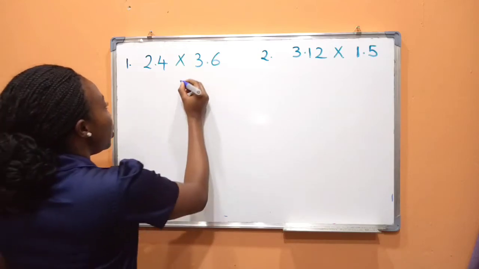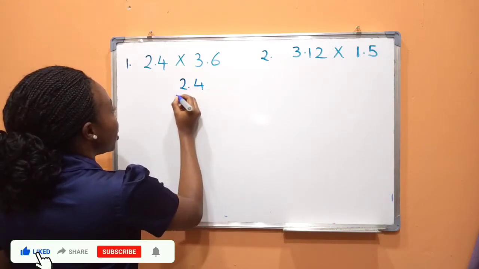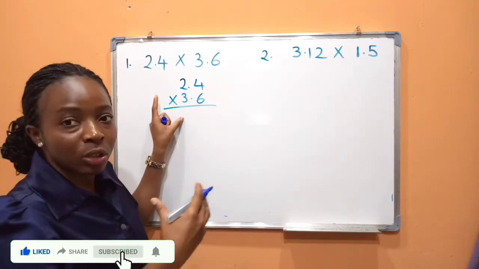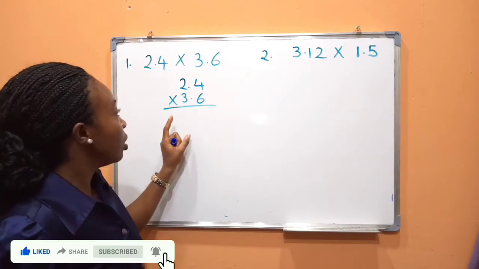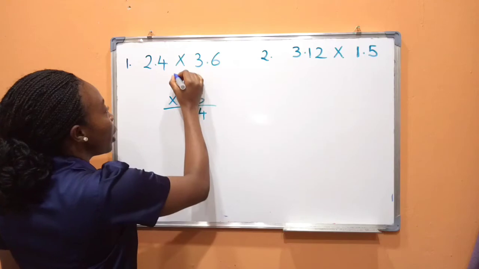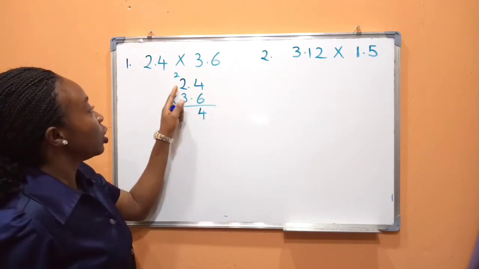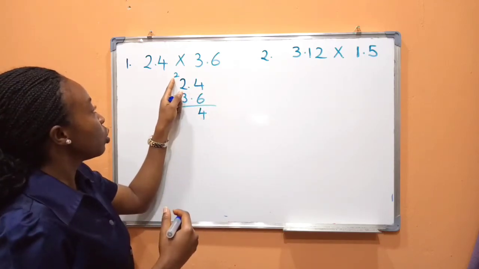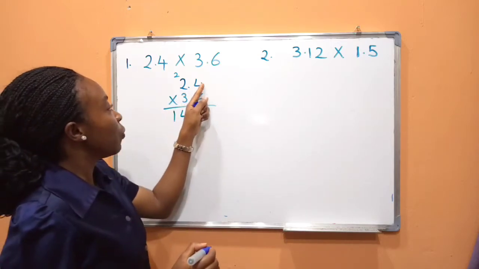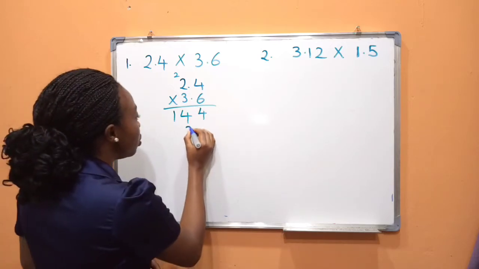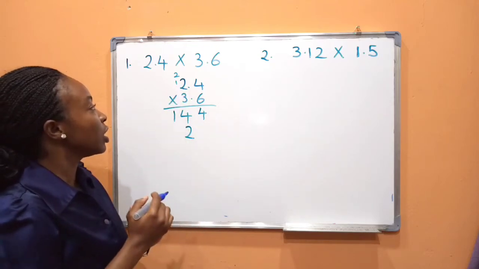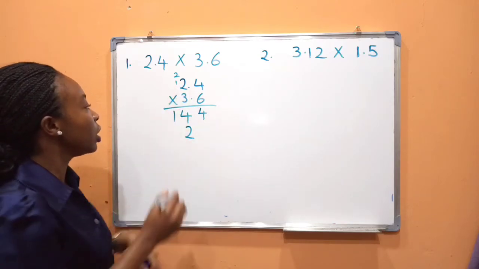Here's what we do. We first of all ignore the points and just solve as if we are solving the whole number multiplication, okay? So this is going to be 6 times 4, it gives us 24. We write 4 and carry 2. Then 6 times 2 gives us 12, plus 2 gives us 14. Then we have 3 times 4 gives us 12. So we write 2 and we carry 1, okay? 3 times 2 gives us 6, and then plus 1 gives us 7.